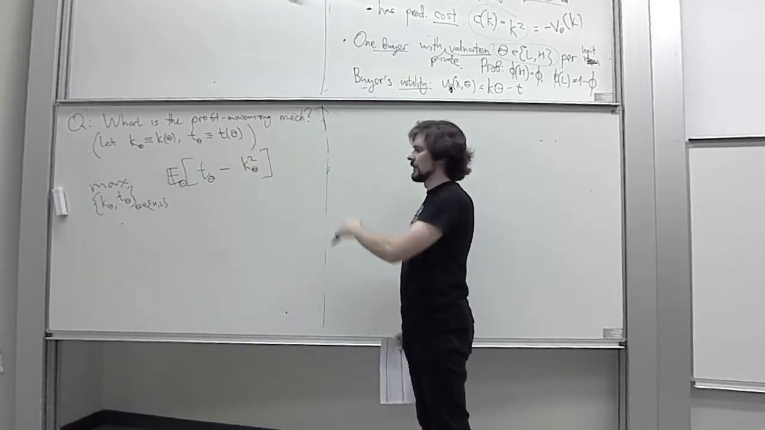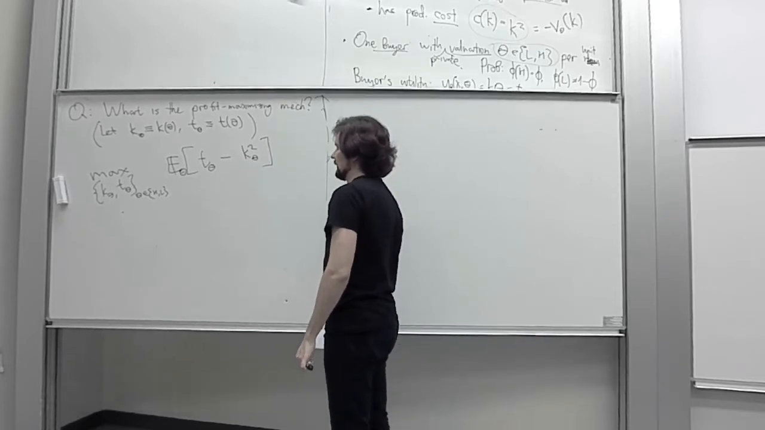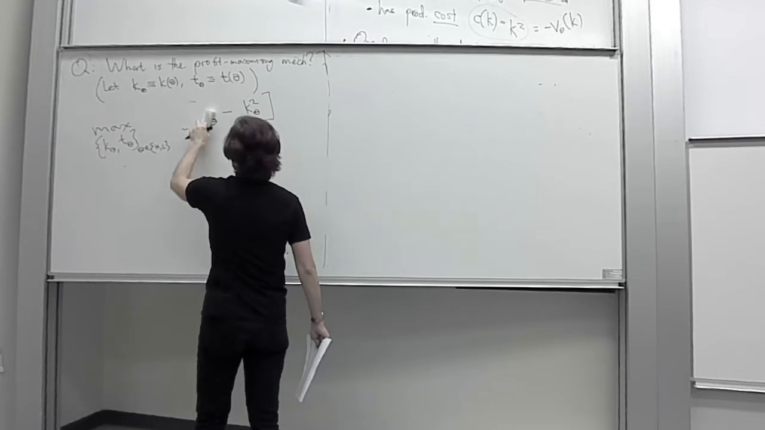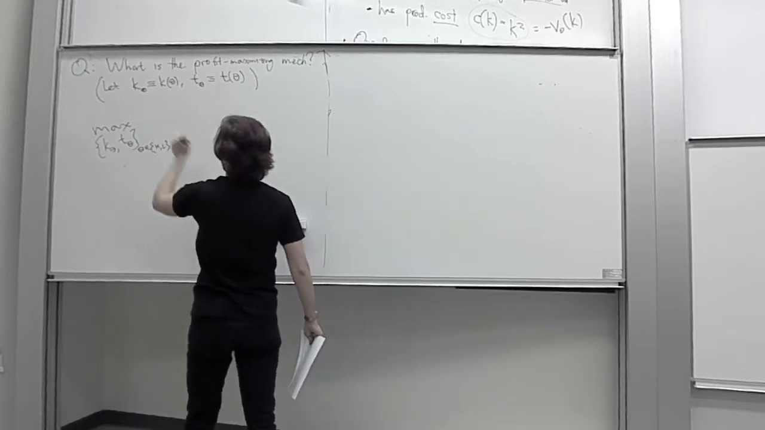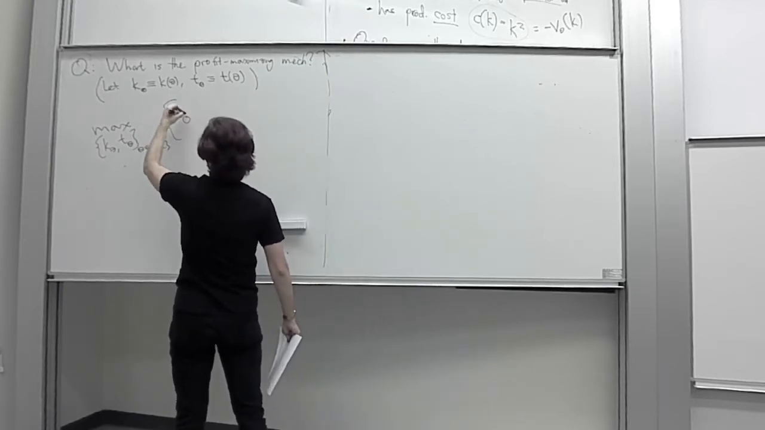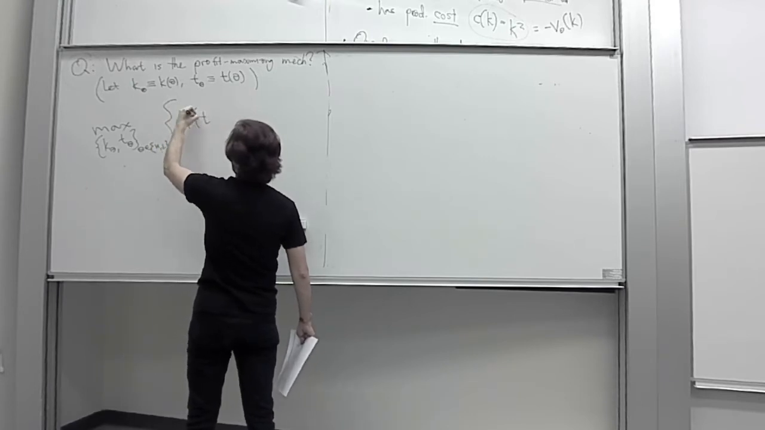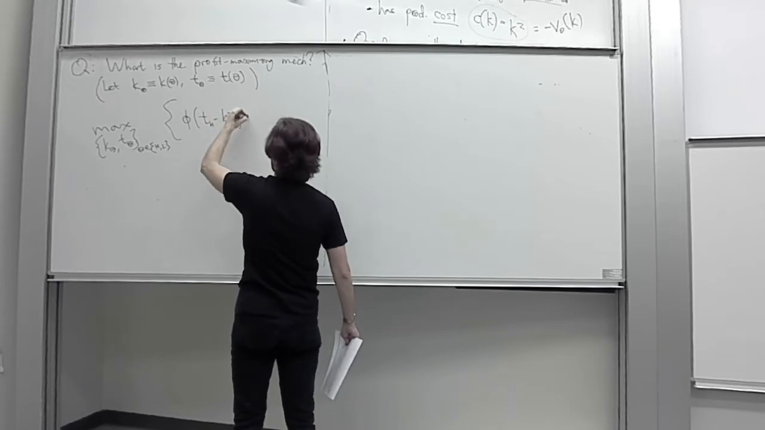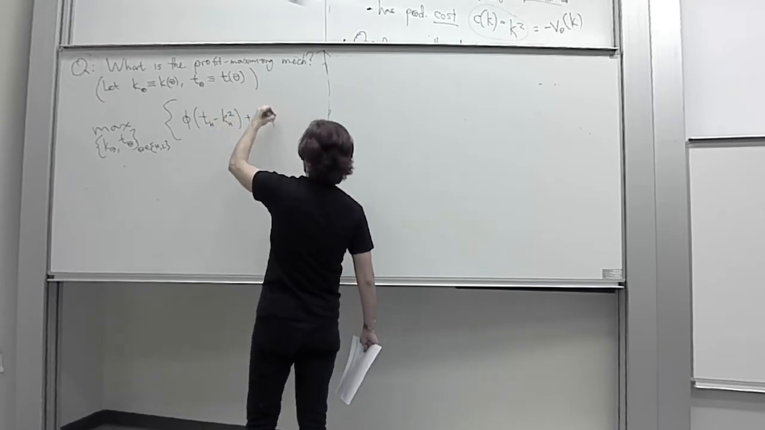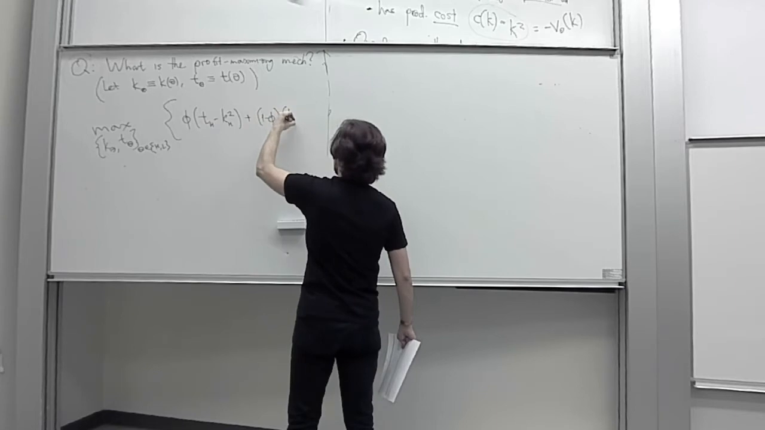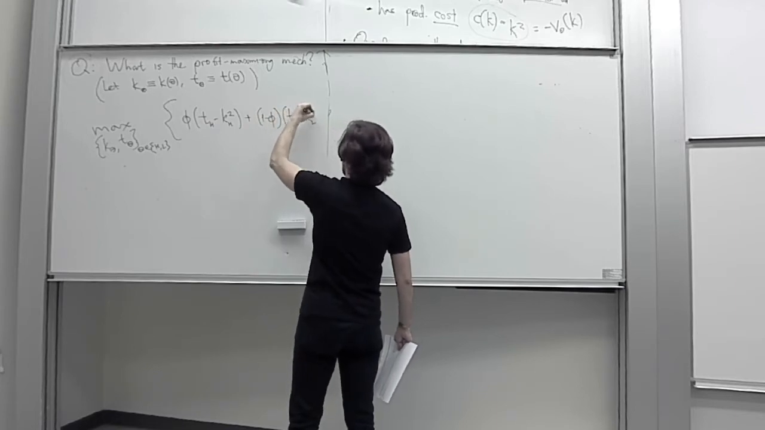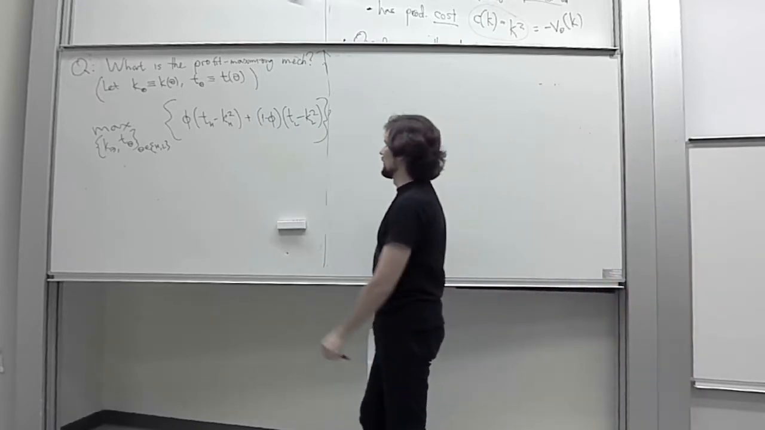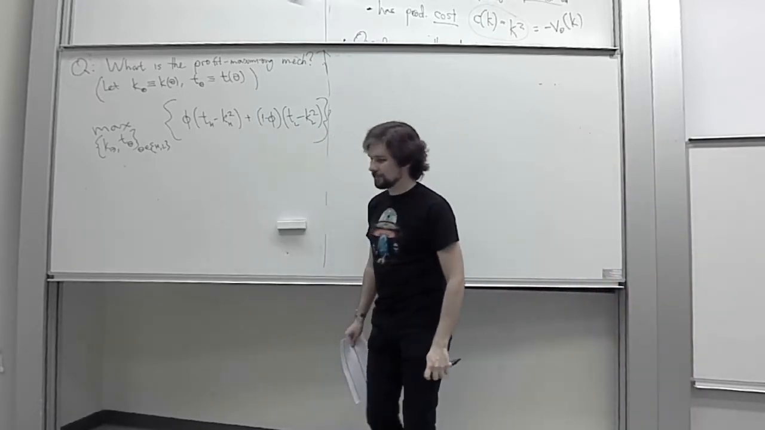And just to write out the expectation more explicitly, because we have a distribution of thetas, we can rewrite this as follows. We have phi times (t_H minus k_H squared) plus (1 minus phi) times (t_L minus k_L squared). So, everyone agrees that this is the expected profit of the seller.